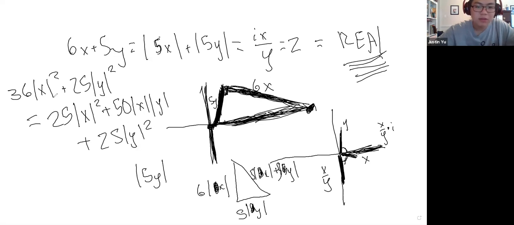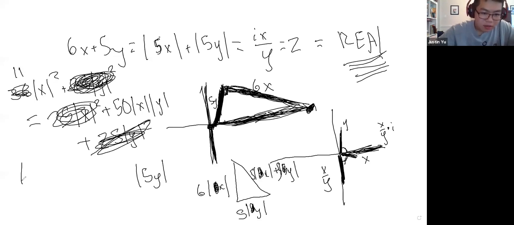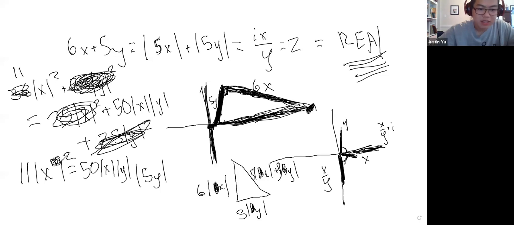All right, so now we have to solve this. Well, I see something that we can do. We can cancel out these 25y squareds. And we can get rid of this, and this becomes an 11. So 11x squared is going to be equal to 50. All right, and then we divide by, oh, and this squared actually should be outside. That's a big difference. So we divide by 11, and we get the magnitude of x.